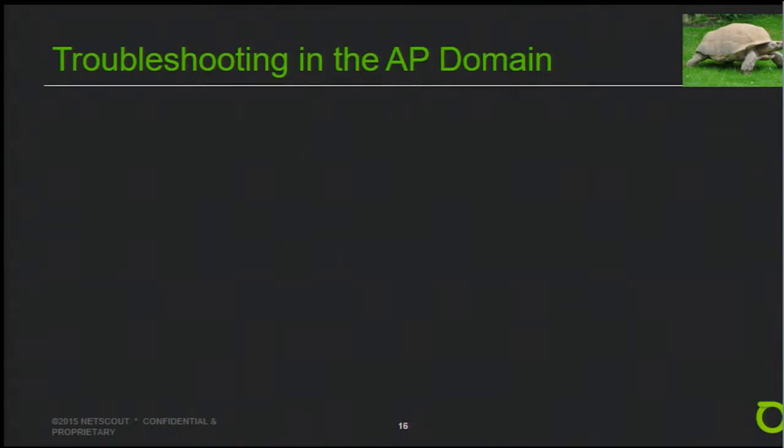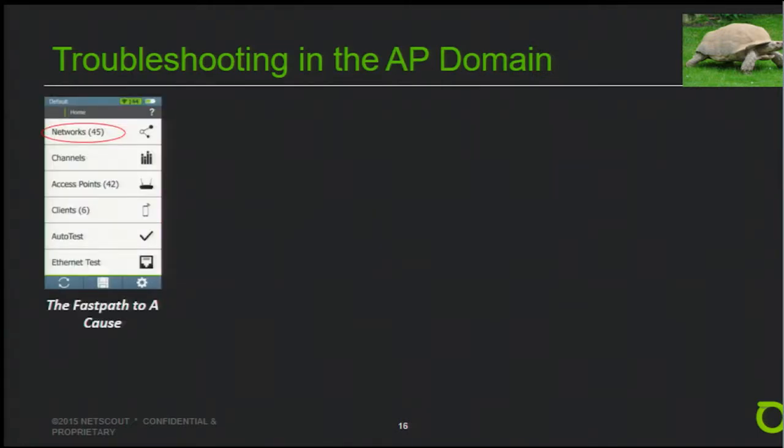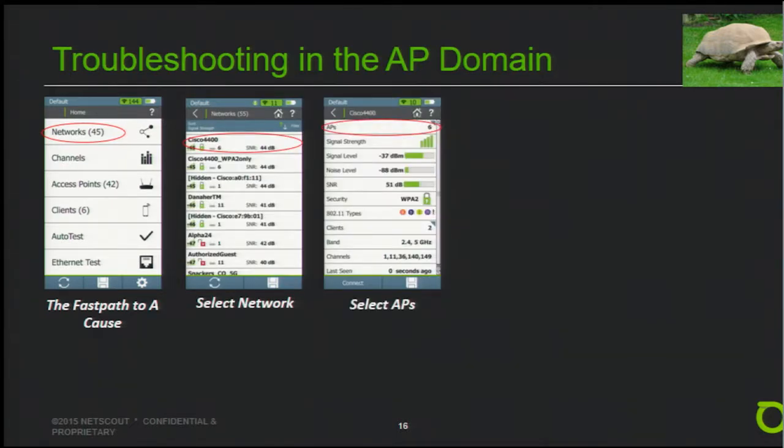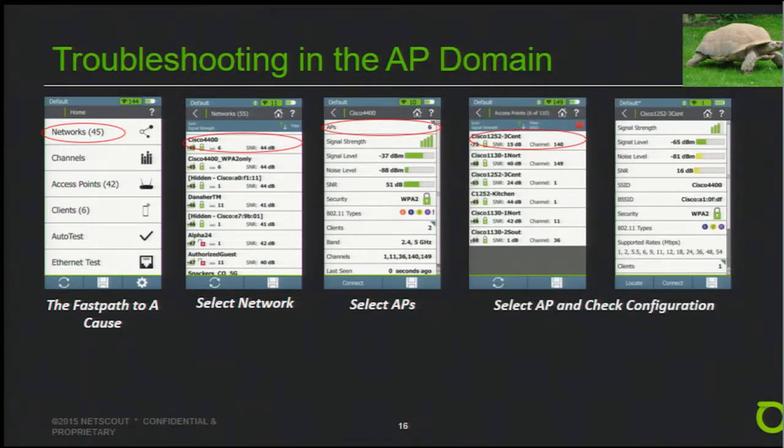You can also troubleshoot performance issues in the AP domain. So again, we'll select our network. As soon as we select our network, the top element is the number of APs found on that network, the number of APs broadcasting the SSID. So we select that. We go to the list of the APs, and we can select the AP. Typically, by default, it's sorted by signal strength. So more often than not, the one that shows up on top, based on where you currently are, would be the one that a client would connect to at that location.